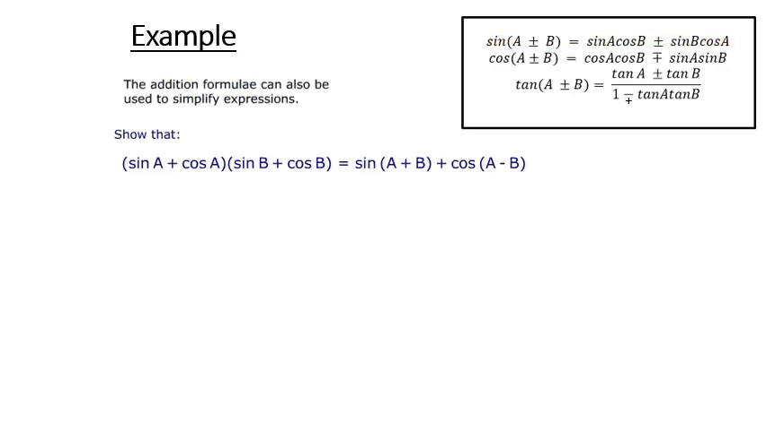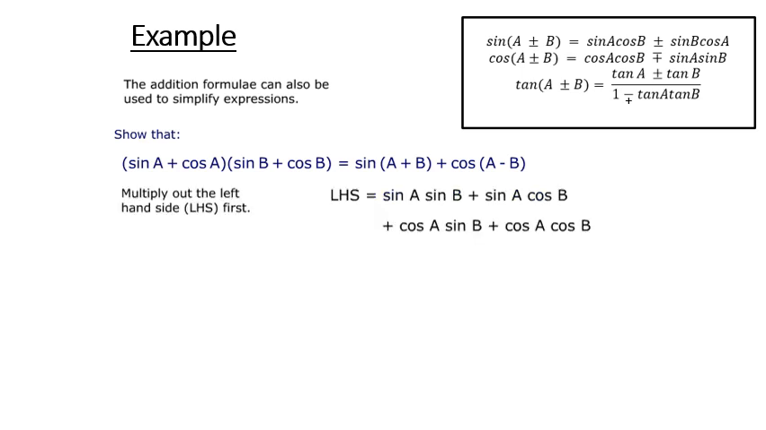So this is another example where we can use the addition formulae. This is a proof question. Show that something equals something else. So this type of question is where you want to pick a side to start from, either the left or the right, and try to show that whichever one you start with is equal to the other side. Now on this one, it's probably easier to start with the left-hand side because we've got some double brackets there which we could expand. So if we expand the double brackets on the left, we end up with these four terms.